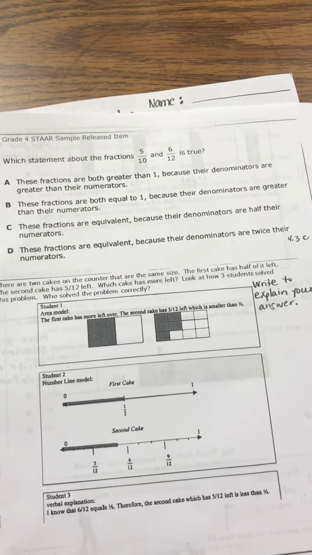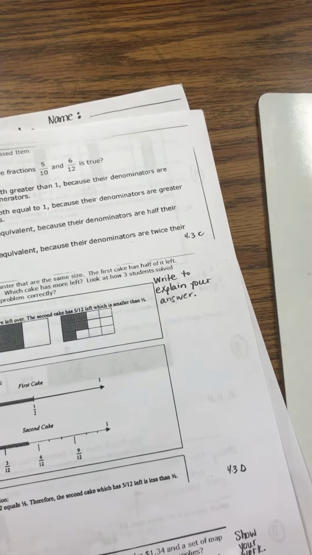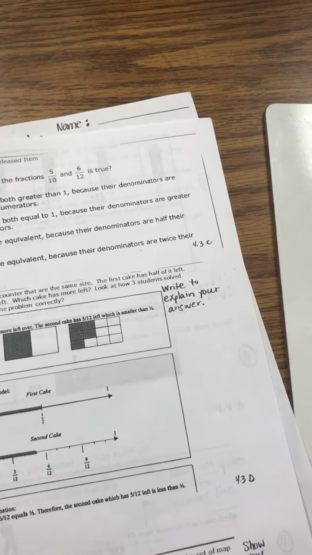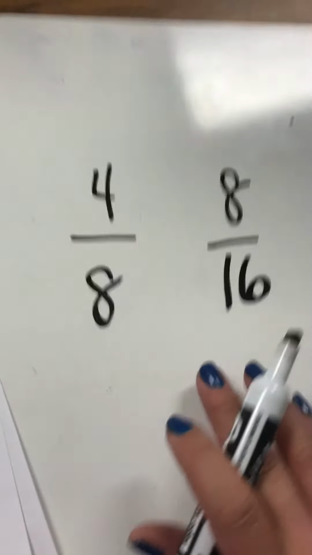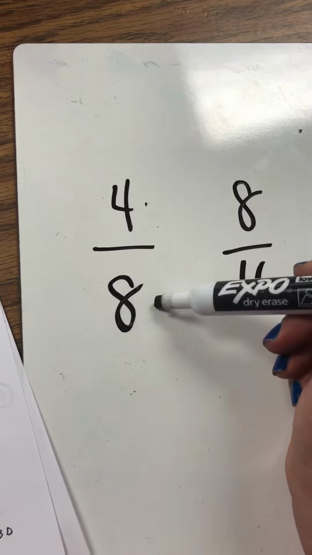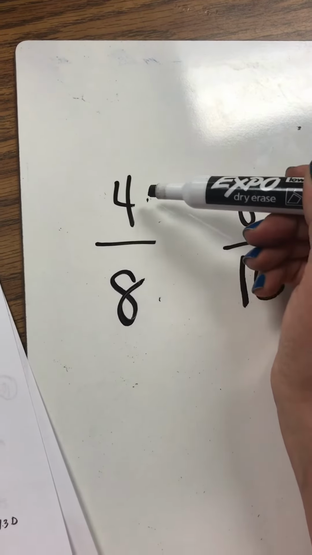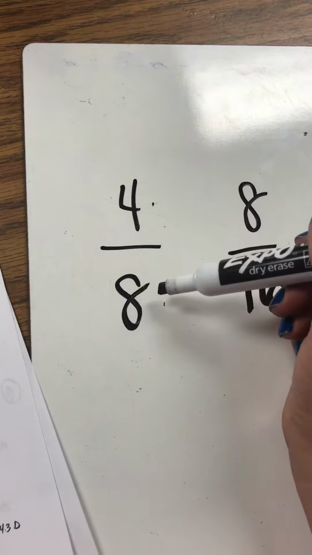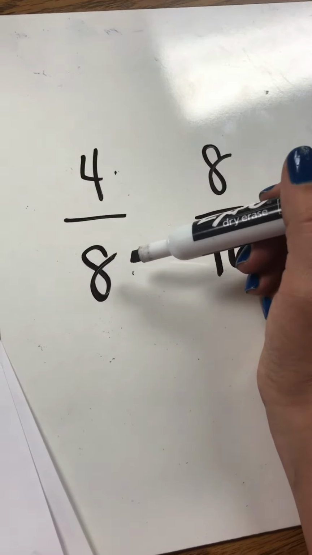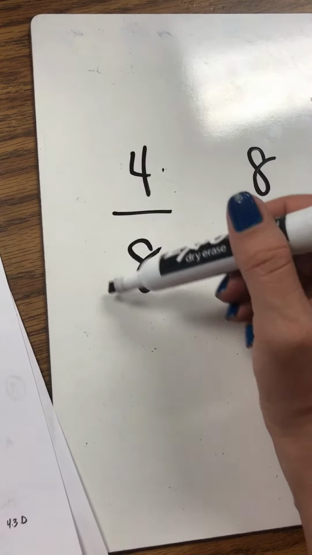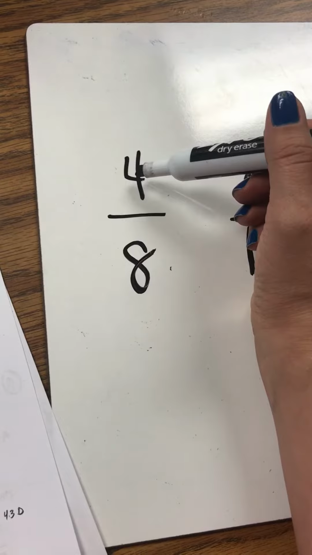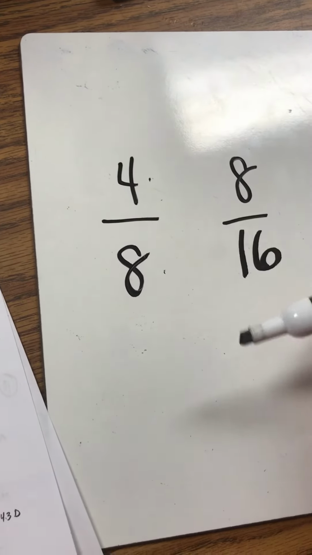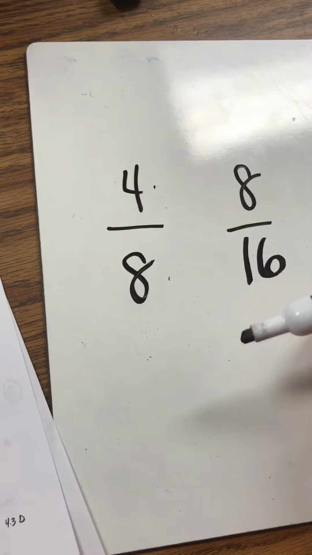If I were to give you 4/8 and let's say 8/16, I know that if I have 4 out of 8 of something, I don't have all of it. 4 out of 8 is actually equal to a half of something. So if I had a rectangle and I cut it into 8 equal parts and I shaded 4 of them, I've only shaded half of that. I haven't shaded the whole thing. So I know that this 4/8 is actually less than 1 whole.